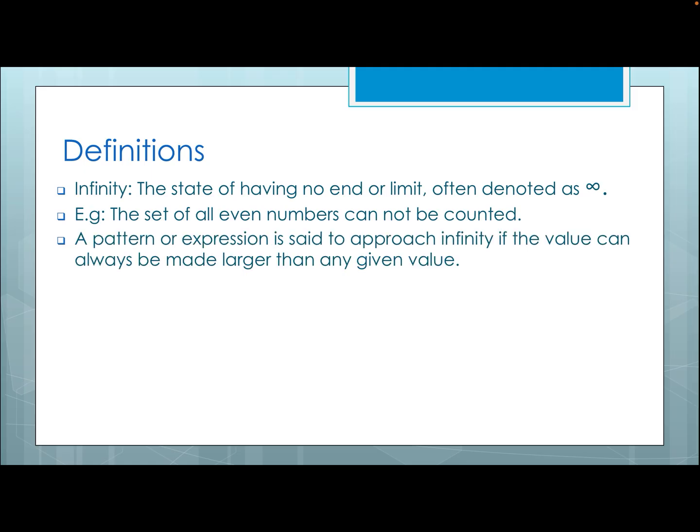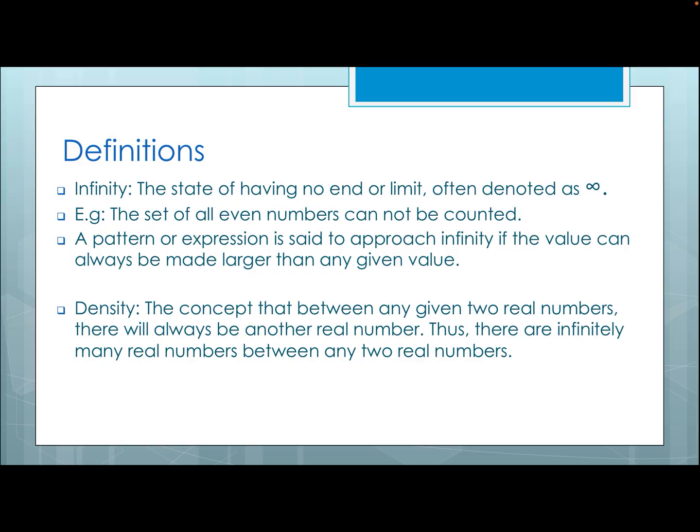A pattern or expression is said to approach infinity if the value can always be made larger. So if I said to you, there's only 10,000 even numbers, and the last one is 2 million, for example, you'd be like, no, there's not, 2 million and 2. Because you can always make a number bigger, that's infinity, that's what we say. If I can always give you another number, there's always infinity.